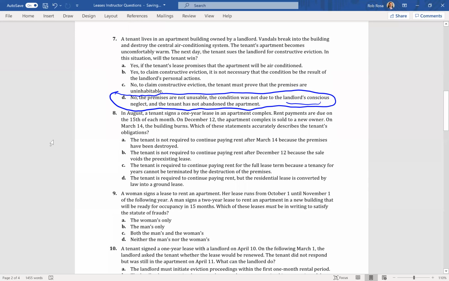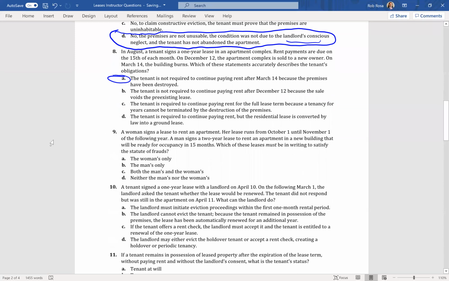All right. In August, a tenant signs a 1-year lease in an apartment complex. Rent payments are due on the 15th of each month. On December 12th, the apartment complex is sold to a new owner. On March 14th, the building burns down. Which of these statements accurately describes the tenant's obligations? A. You got it. A, the tenant is not required to continue paying after March 14th because the premises have been destroyed.